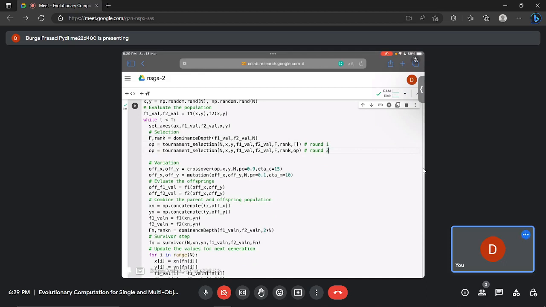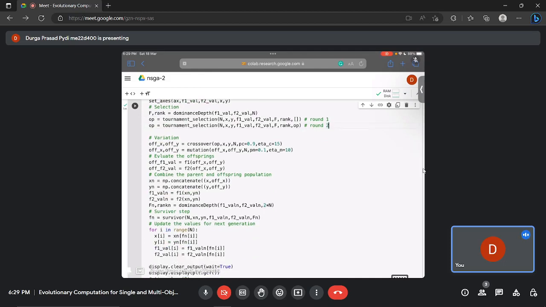After selection, the next step is your variation. Here you can see I'm using these particular parameters, eta c equal to 15 and eta m equal to 10. I'll do the crossover and mutation operator. After crossover and mutation, we will again evaluate these offsprings and I'll get the function values.